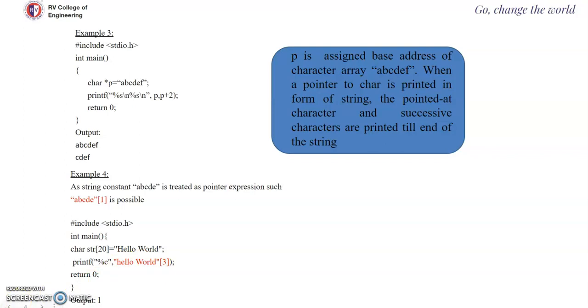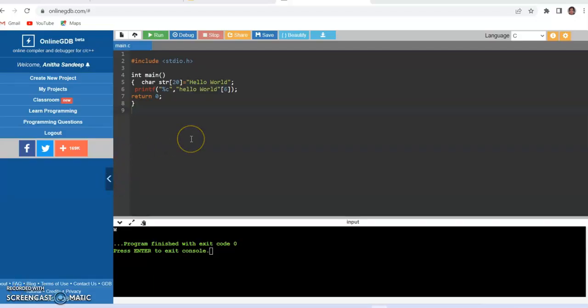So let us check this with an example. So here actually this is not required. If I give printf %c of the "hello world" character array, the 6th position character, you can observe the character W is printed.